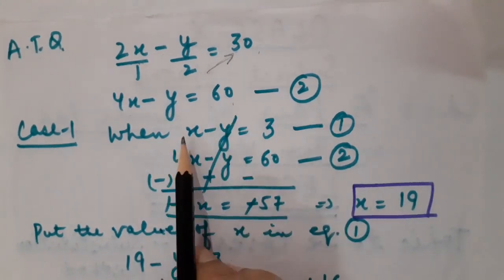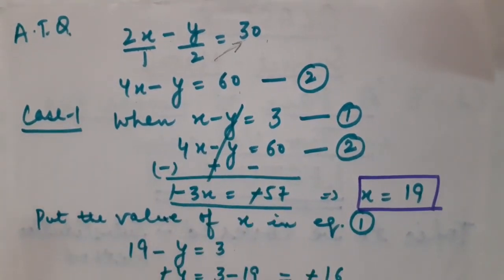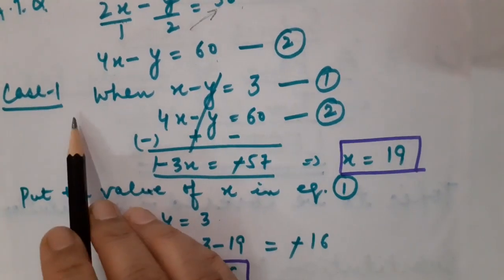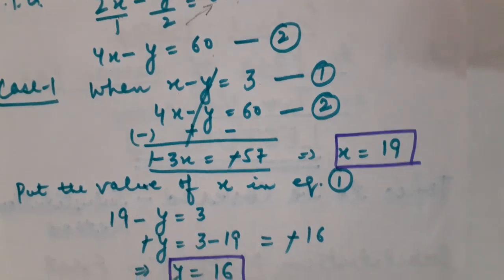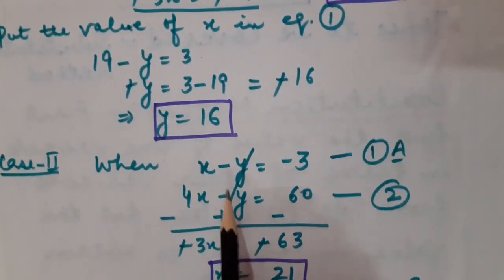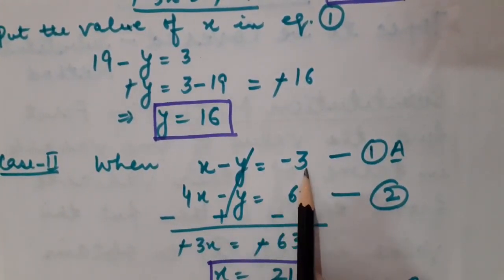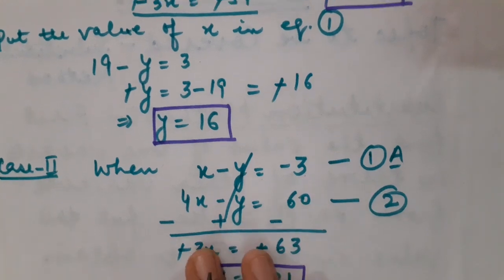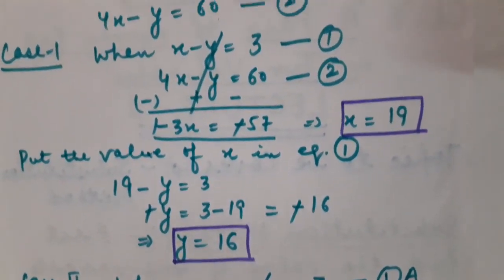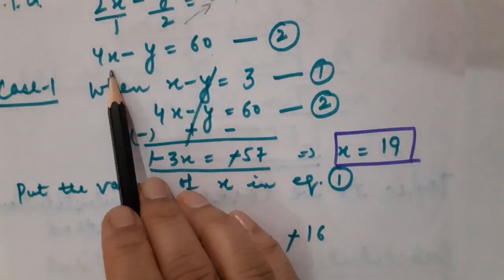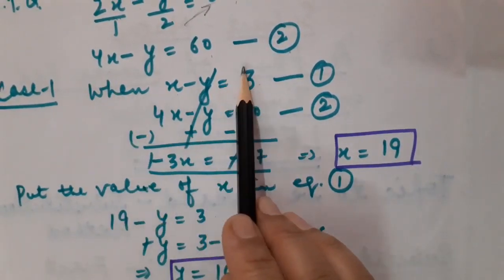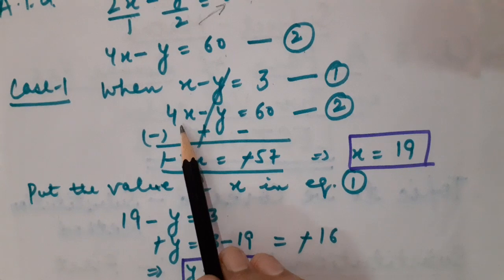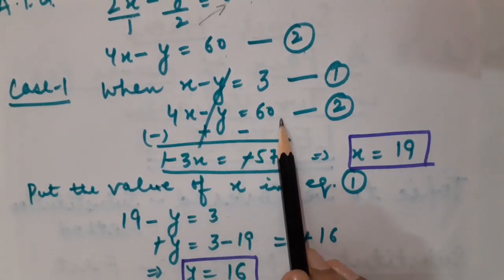Fine. Now children, I have made two cases. In case number 1, you had equation x minus y is equal to 3. But in case number 2, you have equation x minus y is equal to minus 3. Clear? So both the cases we have to consider in this question. But equation number 2 will remain as it is in both the cases because there is no variation in it. Fine. So 4x minus y is equal to 60.